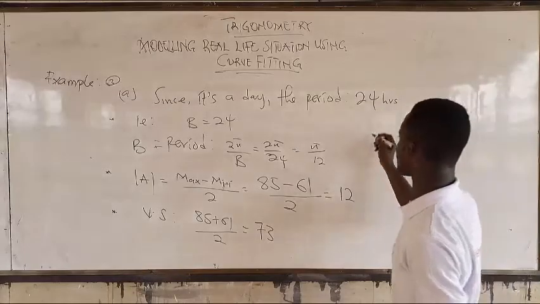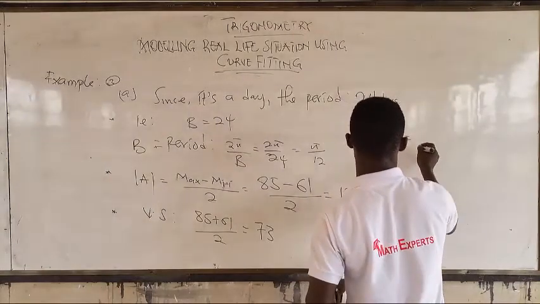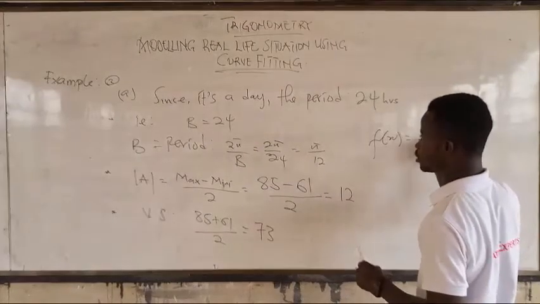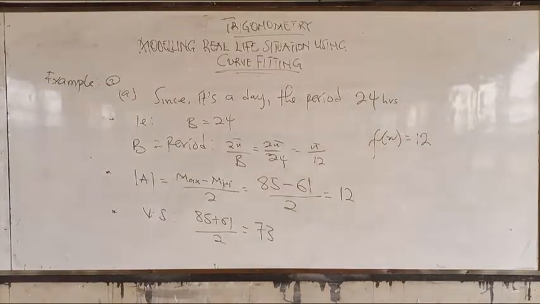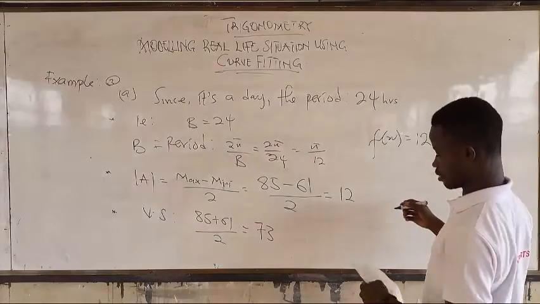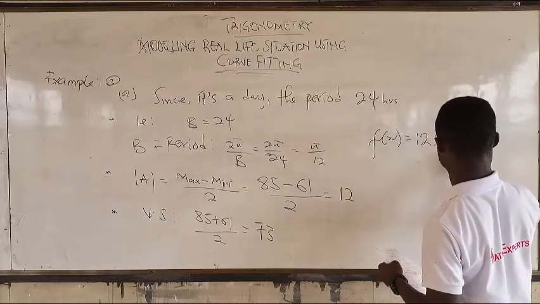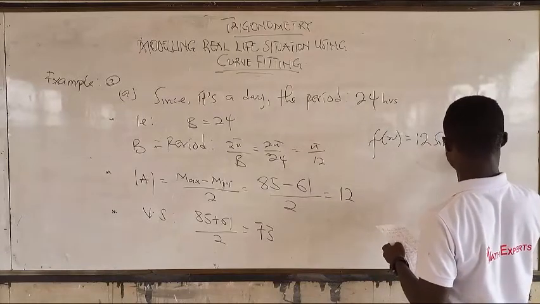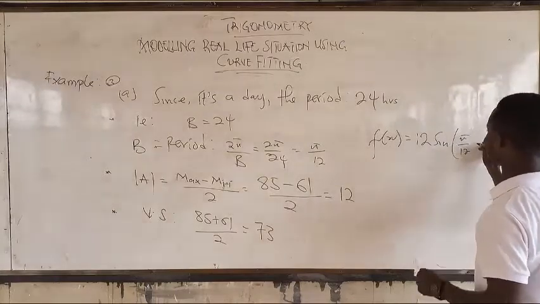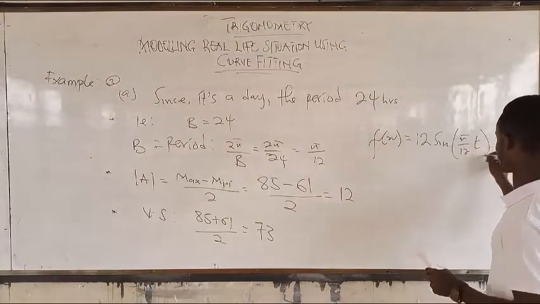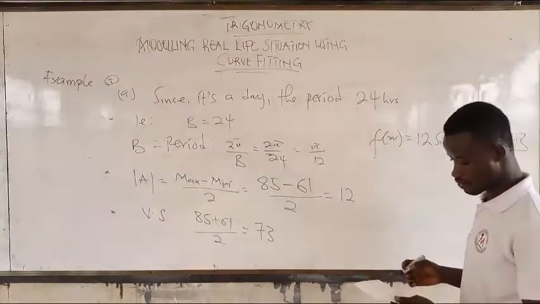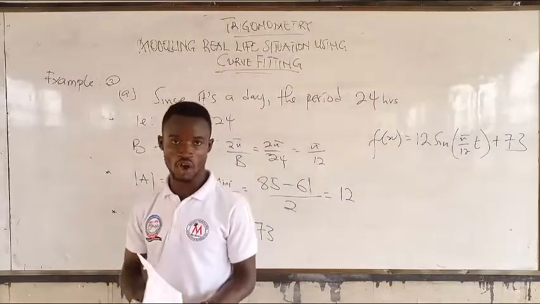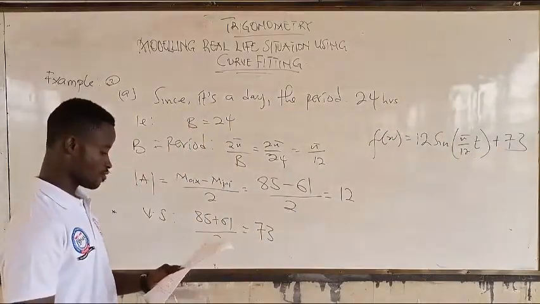All right. So therefore, the equation is going to be f of t equal to the amplitude, which is 12, sine of the period, pi over 12. This is time, so we use t, plus 73, which is the vertical shift. Very good. So that is going to be for the period.